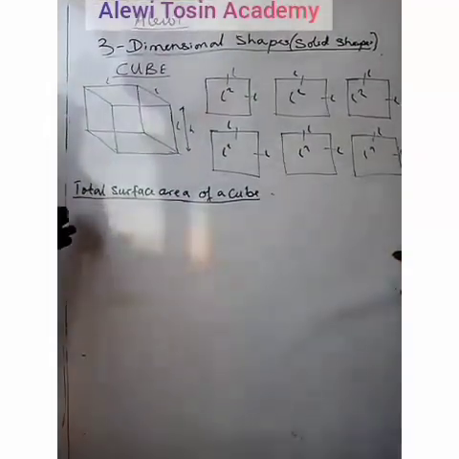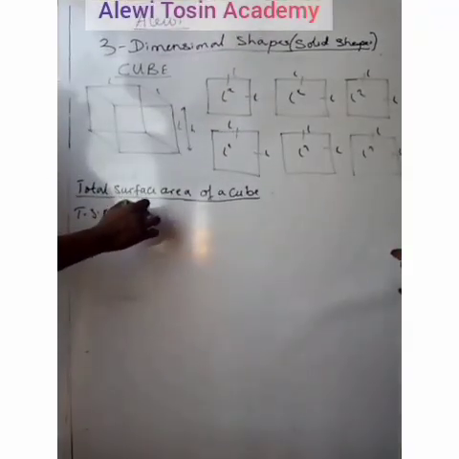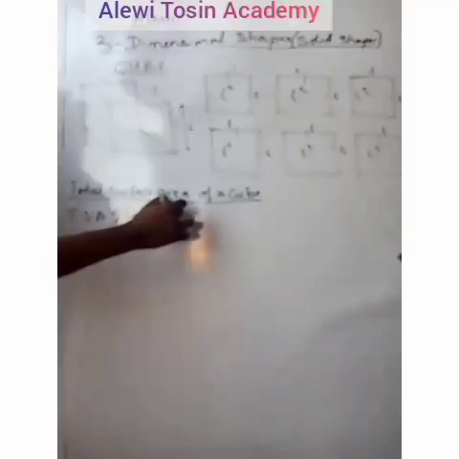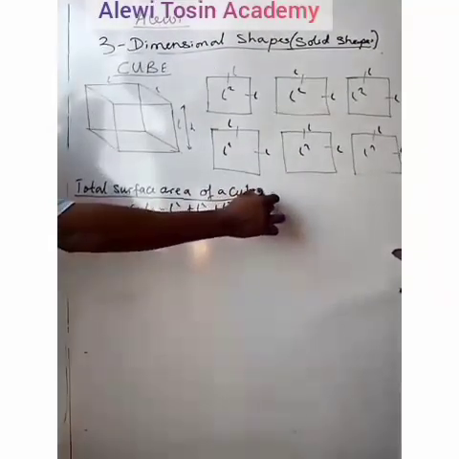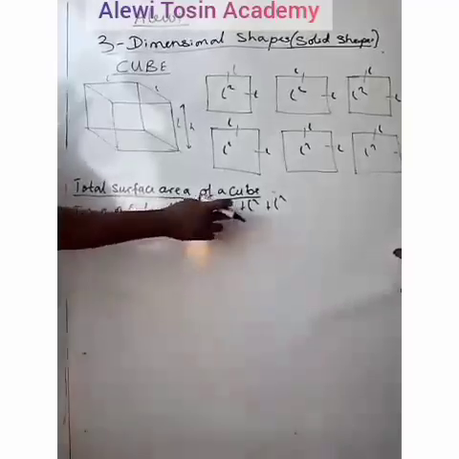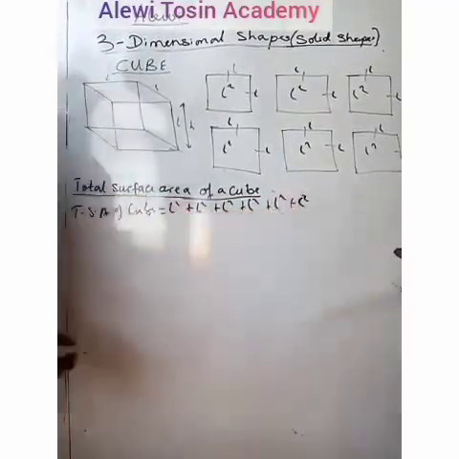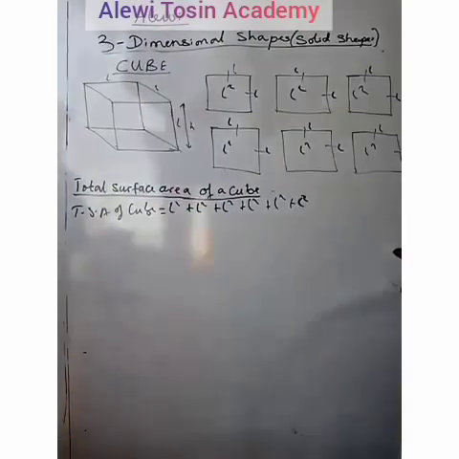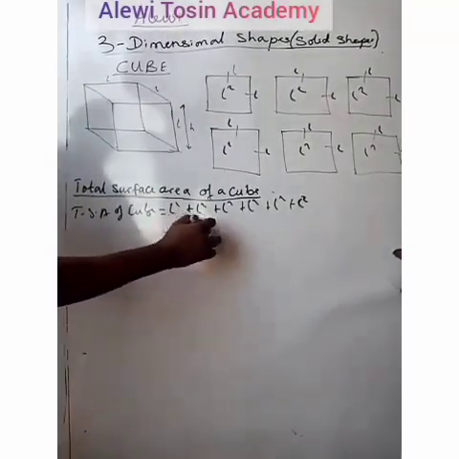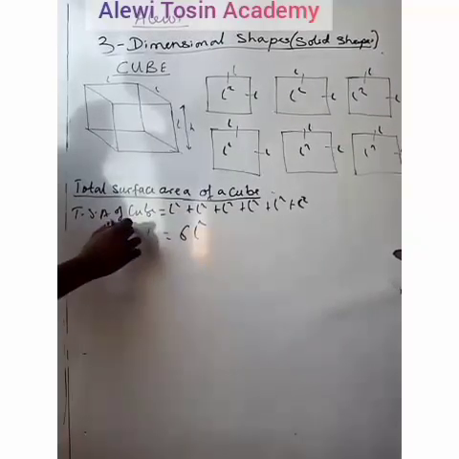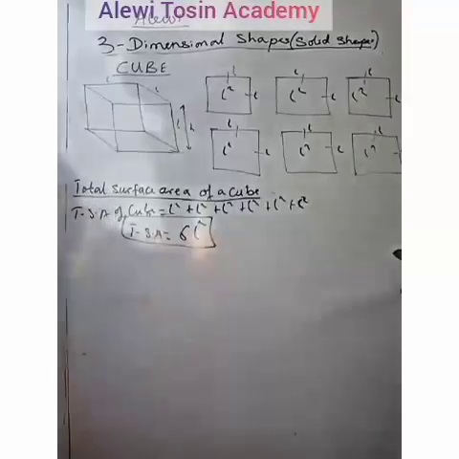Now, when we add all these together, the total surface area of a cube will be equal to L square plus L square plus L square plus L square plus L square plus L square. 1, 2, 3, 4, 5, plus L square makes 6. That's the 6 equal squares. So when we add this together, it gives us 6L square, and that gives you the total surface area of a cube. The formula for it is 6L square.